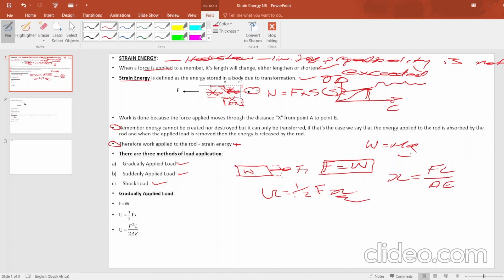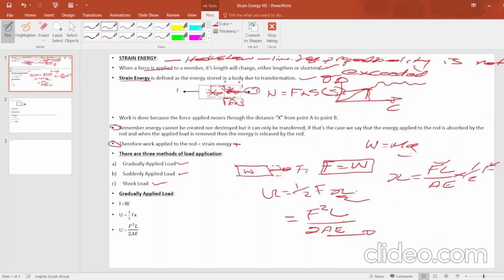Now if this is the formula for calculating the gradual load, then we will have F squared L over 2AE. Why 2AE? Remember, you have FL under the change. Then it will be multiplied by 1/2 multiplied by what? By F. F multiplied by F gives us F squared. Then it will be F squared multiplied by L divided by 2AE. Now this is the formula that we will be using if the gradual load is applied.